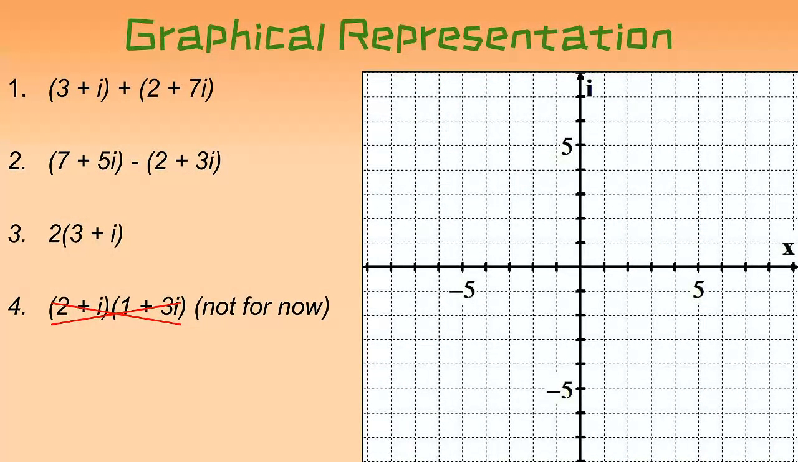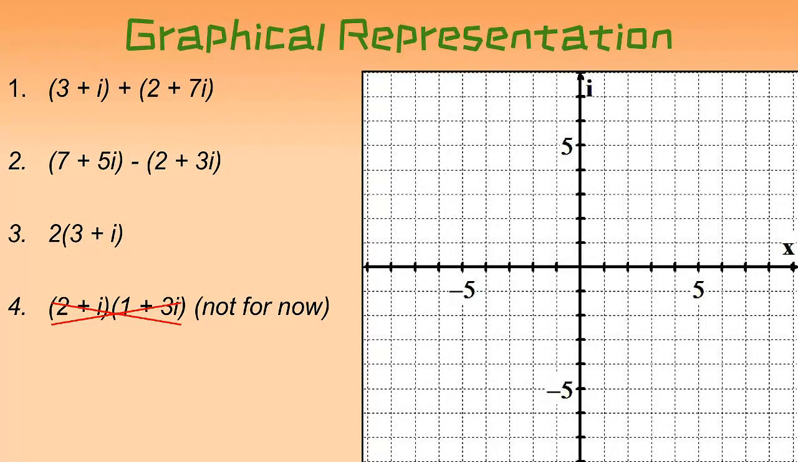Okay, now we're going to talk about how to represent these complex operations on a grid. And notice that this is a complex grid because we do have our x-axis here, but up here we do not have a y-axis, we have an i-axis. So the grid works the same way that a grid would normally work with x's and y's, but with x's and i's. I'll show you how it works here.